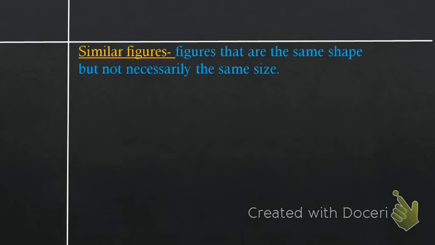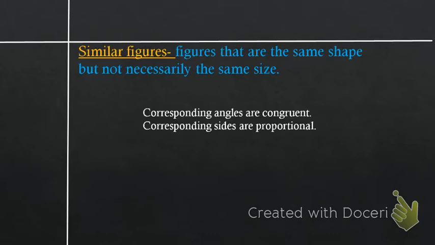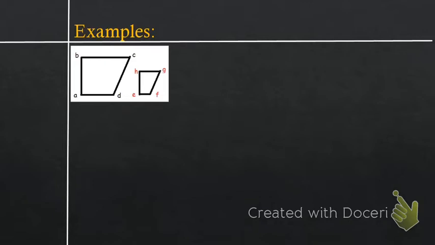Okay, similar figures are figures that are the same shape but not necessarily the same size. Corresponding angles are congruent. Corresponding sides are proportional. For example, here's our first one.